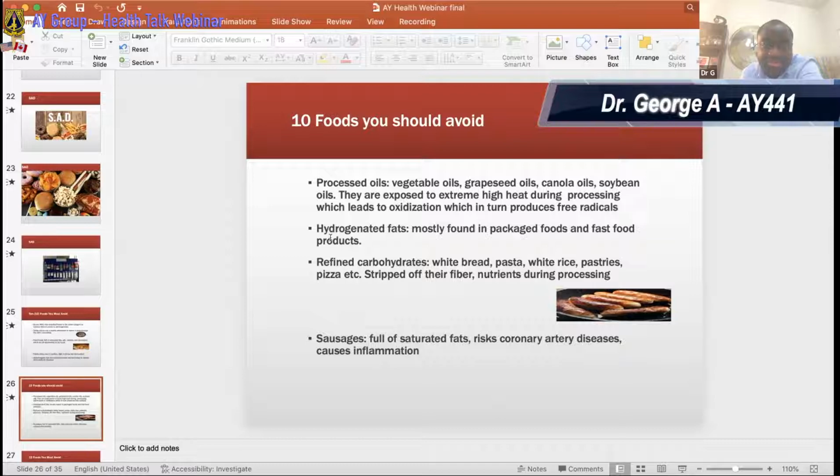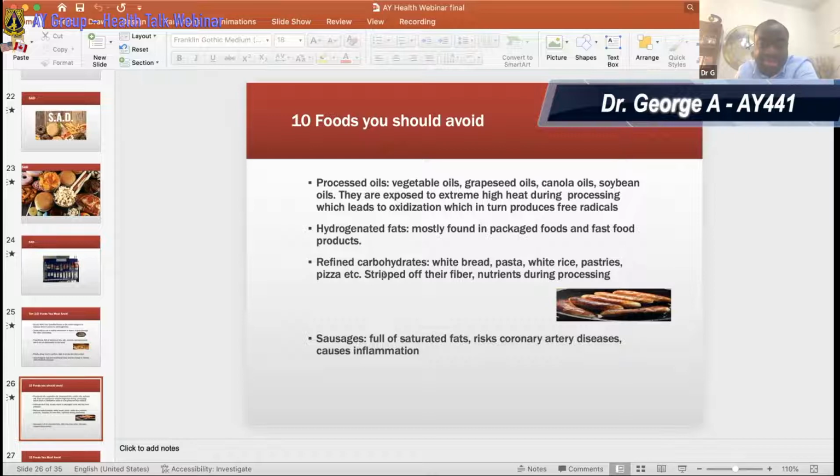Okay, and the next on the list is hydrogenated fats. These fats are mostly found in packaged food and fast food products. So any kind of fast food is just not good for you. They are mostly made for profit, so they will give you the cheapest fat possible. As long as we make the money, we're good.